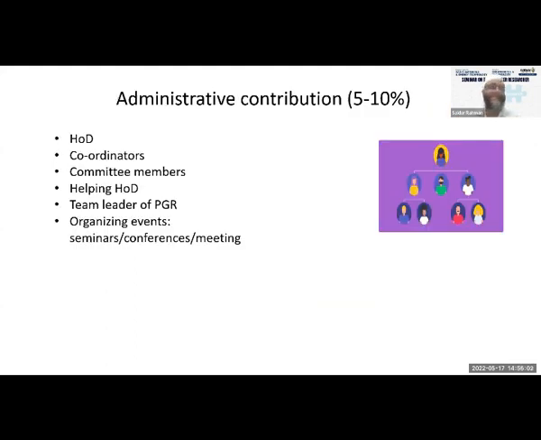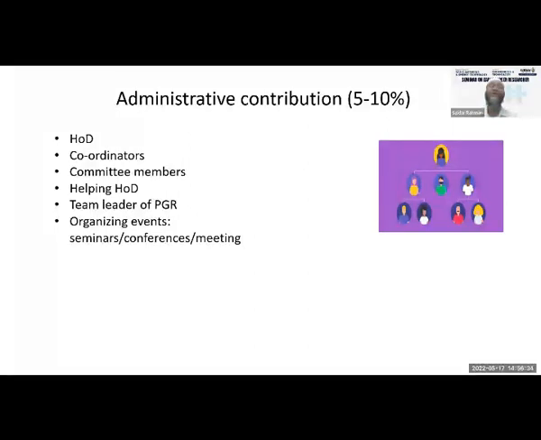Administrative responsibilities. Sometimes, as I'm also working as a head of the department, these are also needed: coordinator, committee members, helping the HOD, other roles, team leader of postgraduate students. For example, we made one of our students a team leader. He is also involved in these types of organization. I think these will help them build their leadership capability, communication, teamwork. These are soft skills very much needed wherever you work, in industry or university or anywhere. These are very important things.